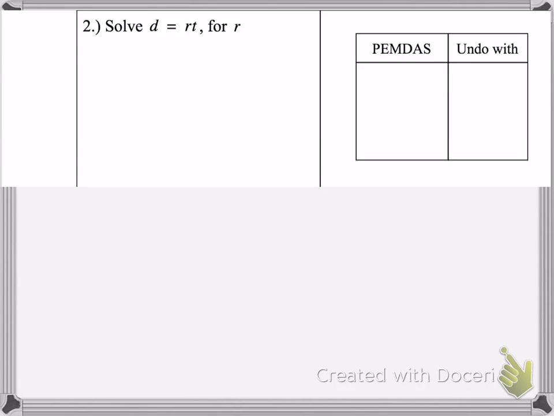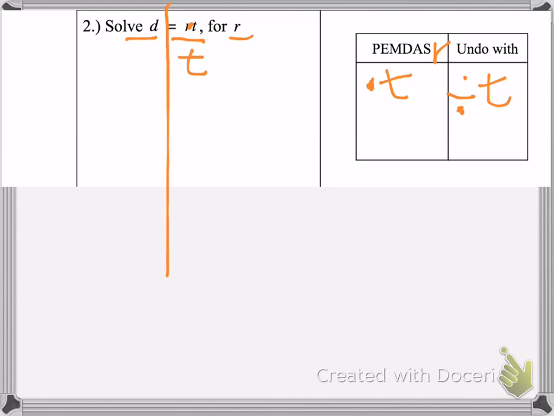So we're going to solve d equals r times t for r. We're looking for our variable r, and we're looking at what operation is being done to r. Well, we've got an invisible operation. We've got r times t. So what this means is we're multiplying r times t. So how do we undo times t? Well, we divide by t. So on my equation, I'm going to divide by t.